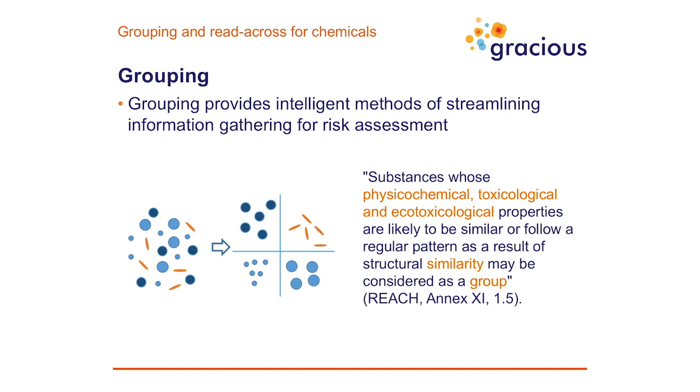So grouping is a way of streamlining information gathering for risk assessment. It's mentioned in REACH Annex 11, where it states that substances whose physicochemical, toxicological and ecotoxicological properties are likely to be similar or follow a regular pattern as a result of structural similarity may be considered as a group. So essentially, similar substances could be grouped together.